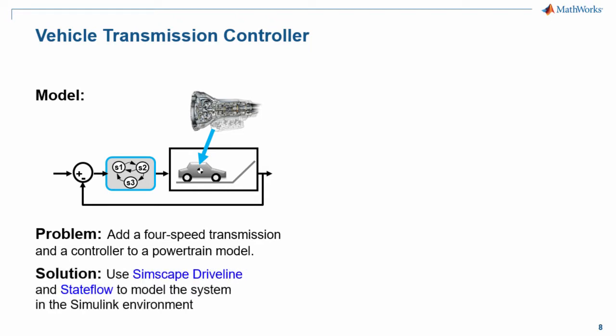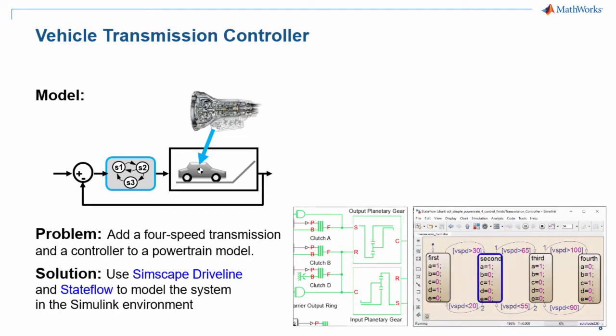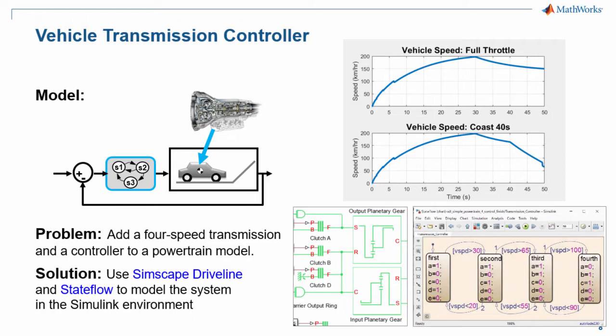We will do it using Simscape Driveline to model the transmission and Stateflow to model the transmission controller. The transmission will look like this with planetary gears and clutches, and our transmission controller will be a state machine. When we run the simulation, we will see how the vehicle performs on 2 different tests. I'll now switch over to the model so you can see how this is done.